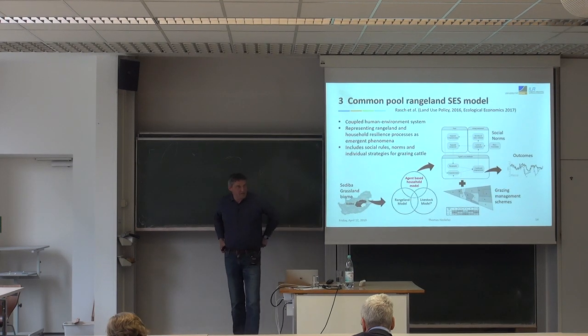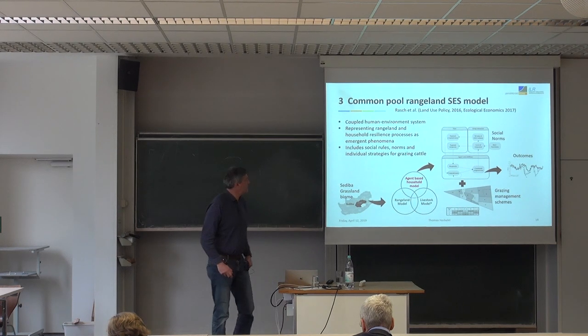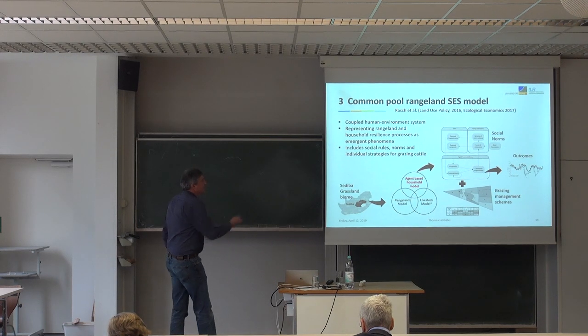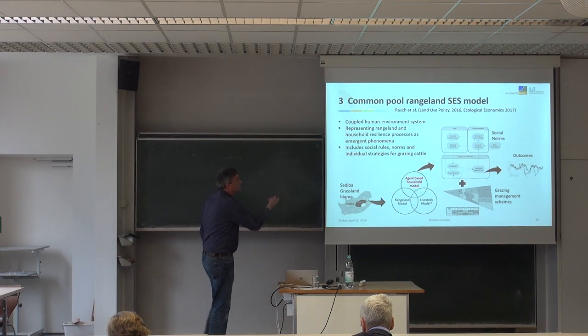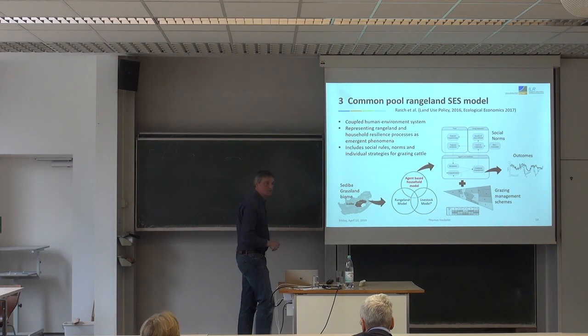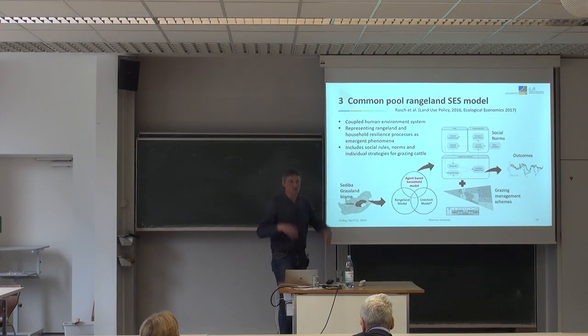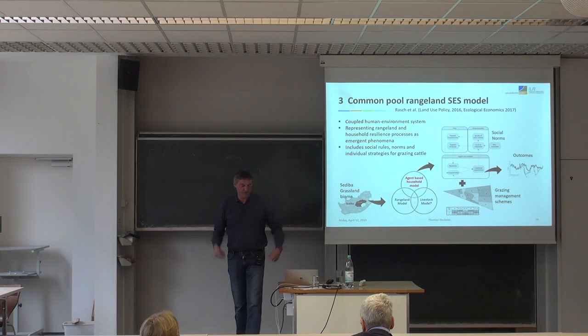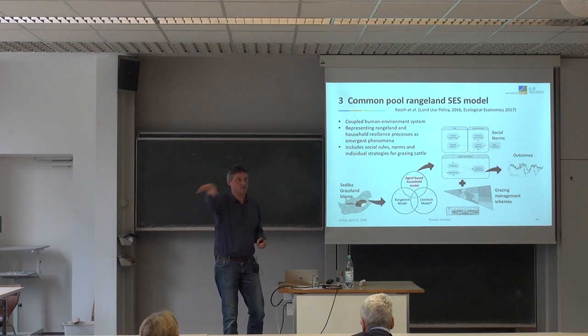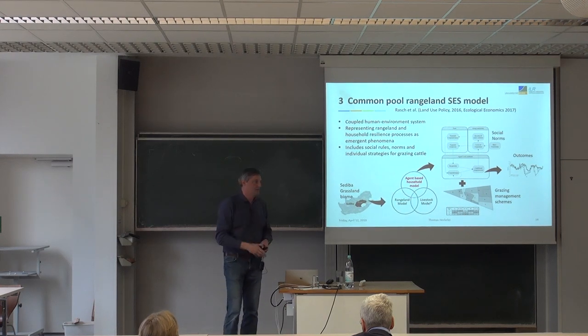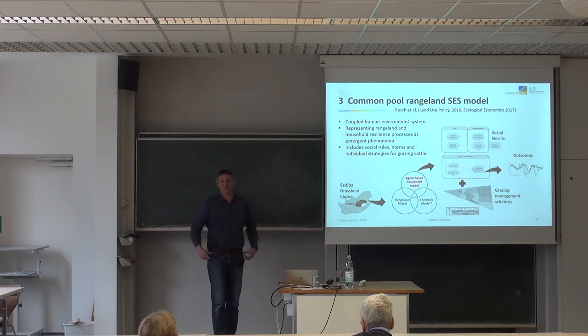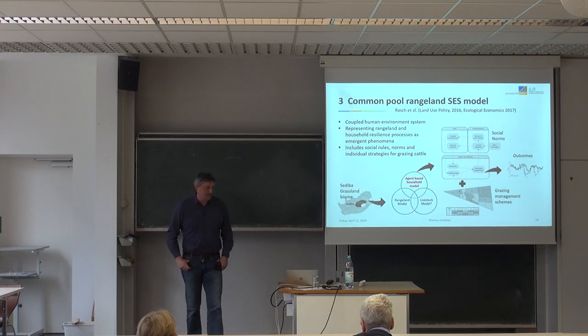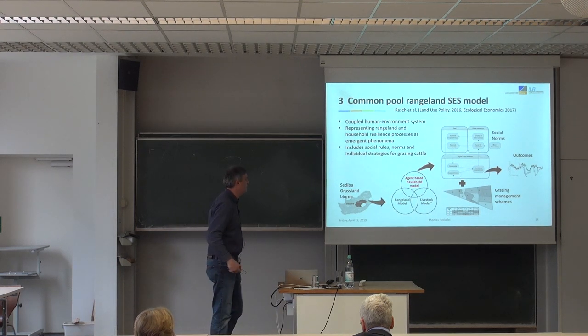As an example here, a study by Rush et al. It's a common pool rangeland socio-ecological system model. So about a rangeland in South Africa, in that case, common pool means it is a pasture around a village and everybody can use it, feed the cattle, the milk cows there.